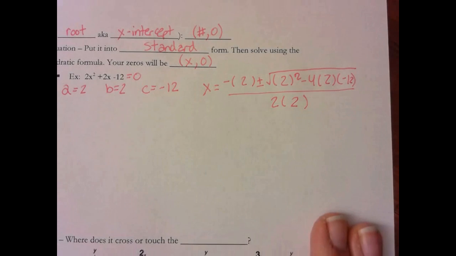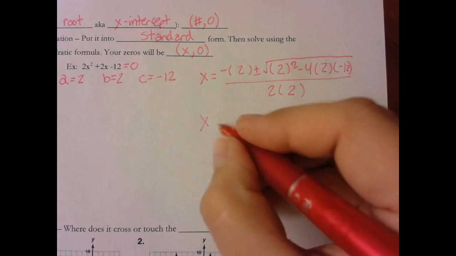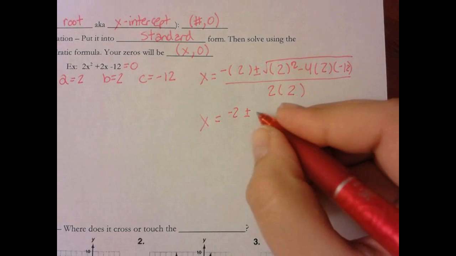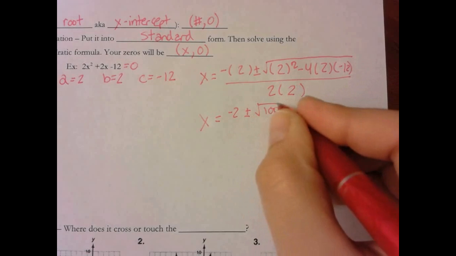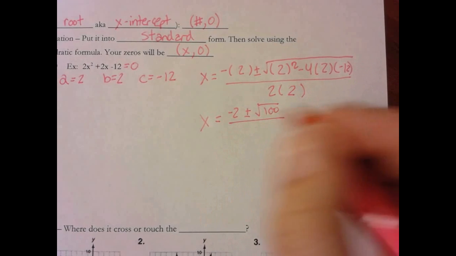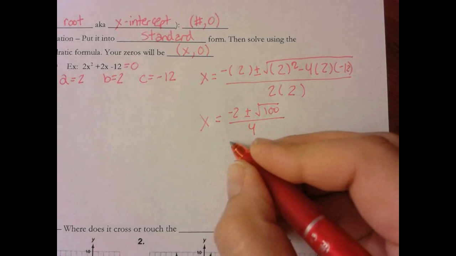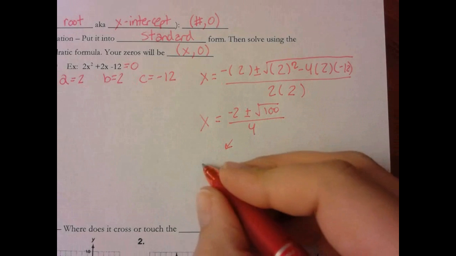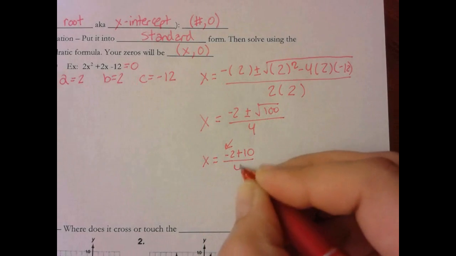Okay. Then I'm going to use magic. All right, negative 2, plus or minus. I'm going to tell you this square root. Under the square root, when I plug that whole thing in my calculator, I just get 100. And 2 times 2 is 4. Okay, let's split this into two different problems. Well, if I put square root of 100 into my calculator, I find out that's 10. So I get x equals negative 2 plus 10 over 4.